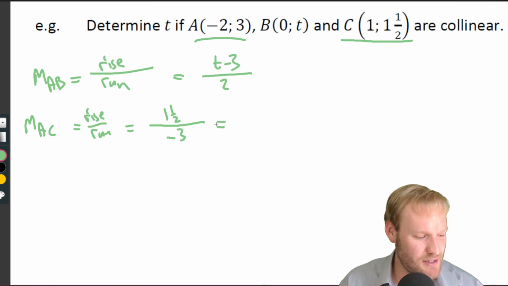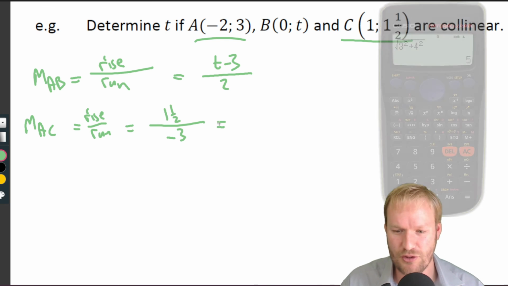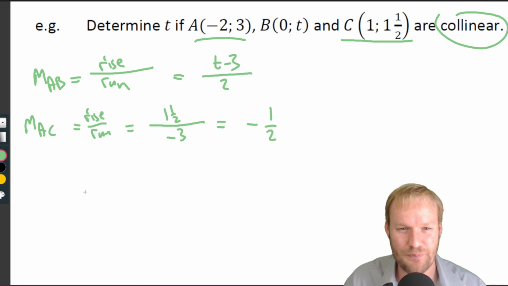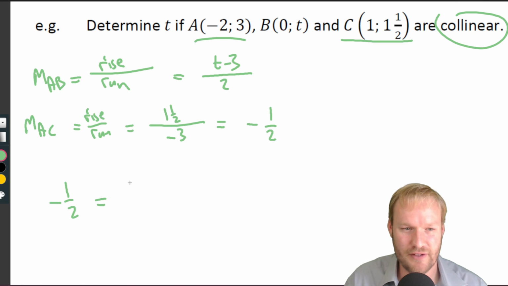And calculator if you want it, or I think I'm just going to say 1.5 goes into 3 twice. So this must be -0.5. Just want to keep things as simple as possible while we can. And we know that these two gradients must be equal to each other because these points are collinear. So -0.5 equals T minus 3/2.